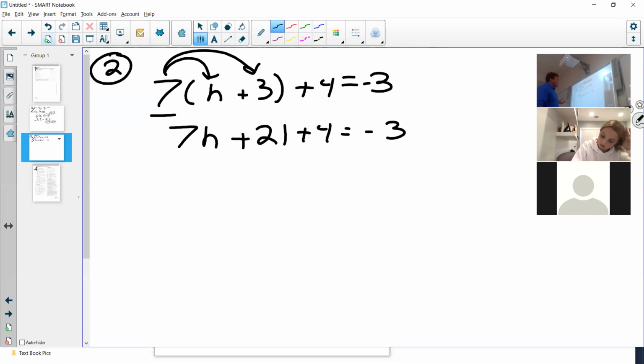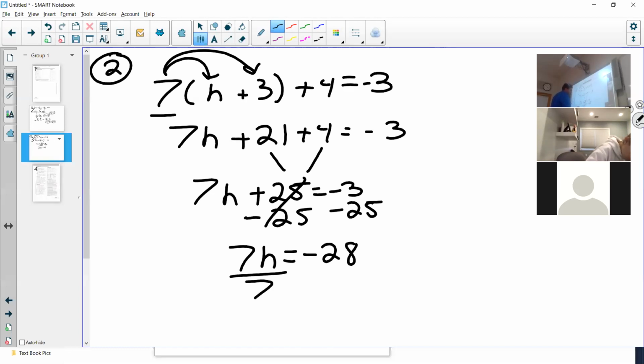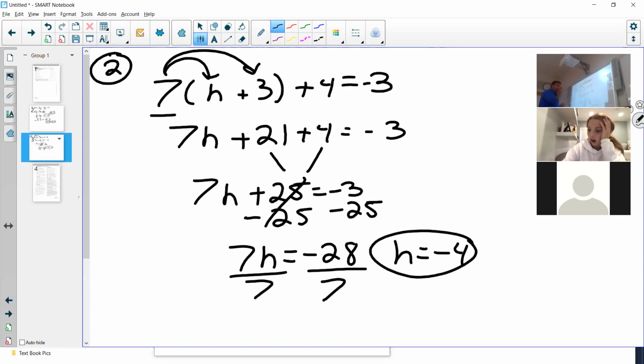From there, I want to combine like terms. Happens to be 21 and 4. They both have no variable. So 7h plus 25 equals -3. Now I'm here, I'm going to do it like a normal two-step. Minus 25, minus 25. They cancel out. 7h equals -28. Divided by 7, divided by 7. h equals -4. So I agree with your answer, Jacob. Yeah. Okay.